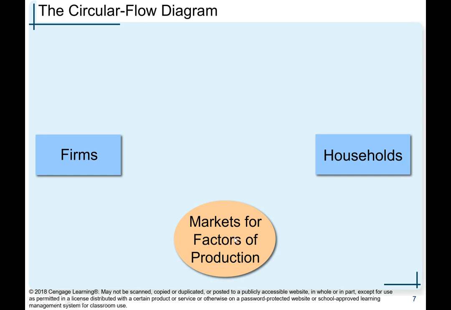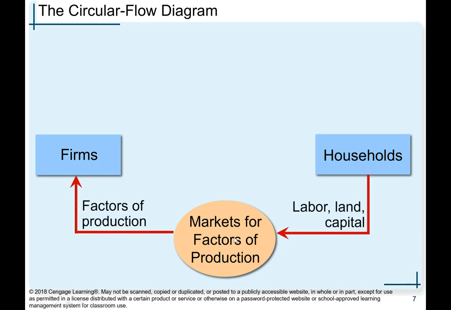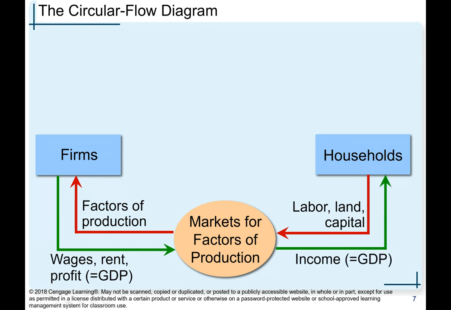One is the factor markets, where households trade land and labor and capital for income. They supply resources or factors of production to business firms, and business firms pay for them. So the green arrow is the dollar arrow. Wages, rent, or profit is called the cost of production. And what is a cost to business firms is an income to households.